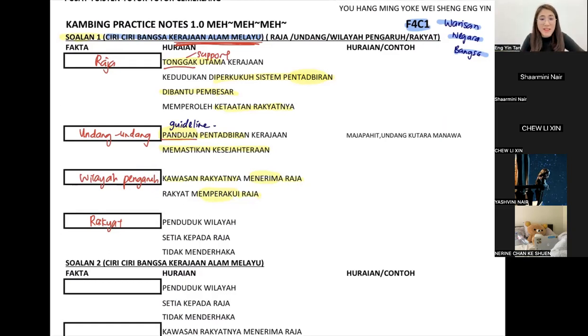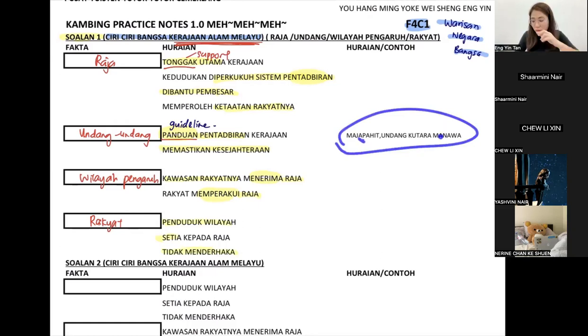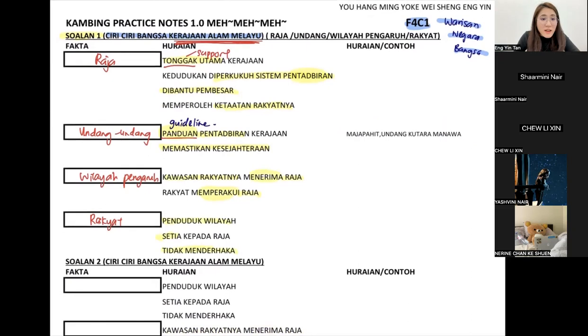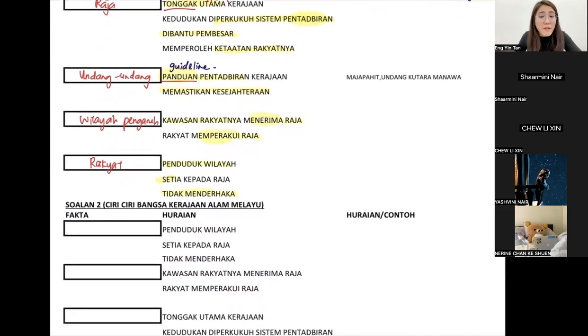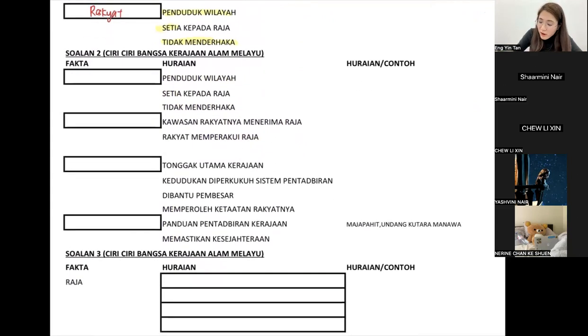So like this, you see. First question here is basically for understanding. Okay, so you can use this opportunity to memorize. So rakyat is the citizen or penduduk law. As a citizen, you need to taat setia, tidak menderhaka. So you see, I even give you some of the contoh-contoh. So this is a contoh for the Majapahit. They use the law here. So guys, first question we done. First question is like strengthen your memory, understanding purposes.